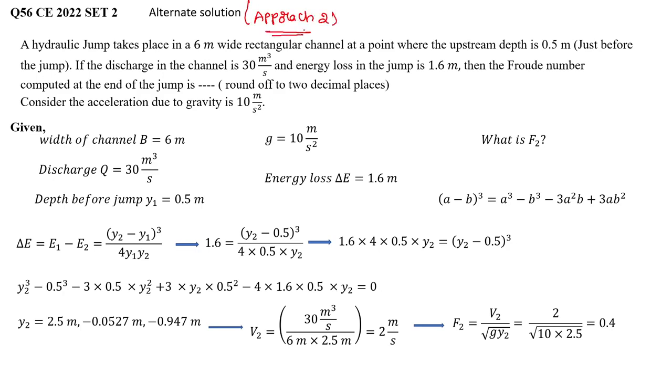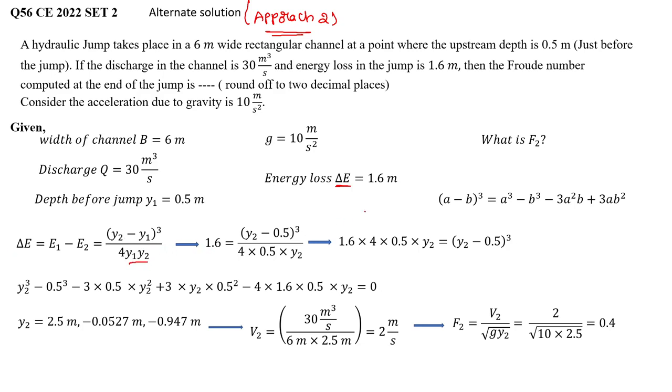So in this approach, we will use the energy loss information which is given to us. As we know, delta E equals E1 minus E2, which is equal to (Y2 minus Y1) whole cube divided by 4 into Y1 Y2. We know this formula from the previous slides. So now substitute the values.